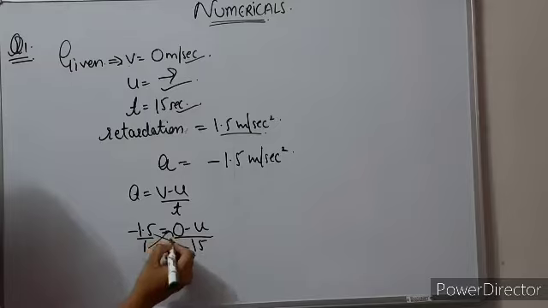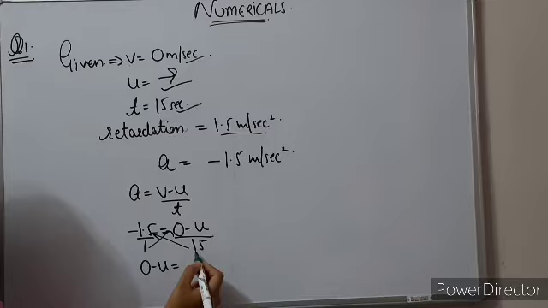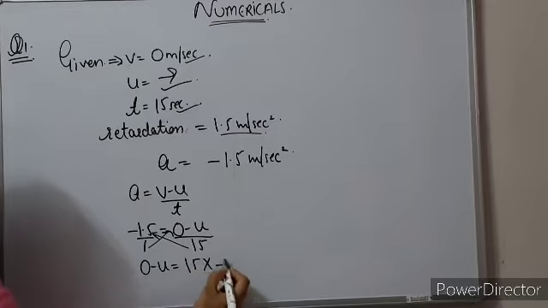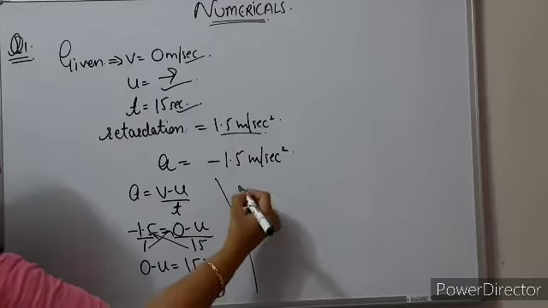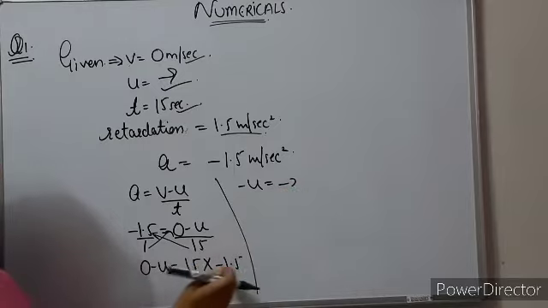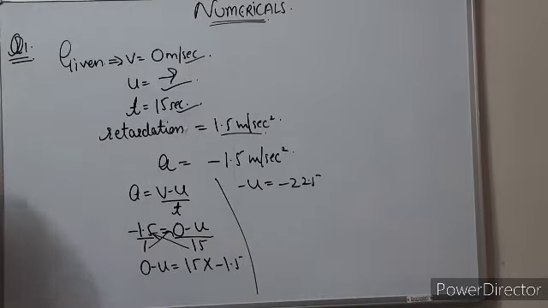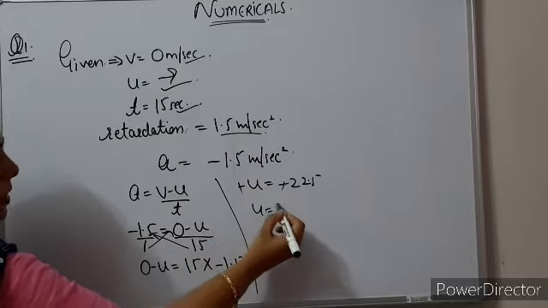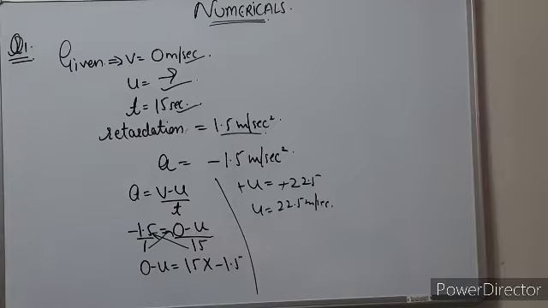Now cross multiply this. So it is 0 minus u is equal to 15 multiplied by minus 1.5. So minus u is equal to minus 15 15s are 225, and the decimal is after one place, so we put the decimal over here. Minus minus gets cancelled, so u is equal to 22.5 meter per second.